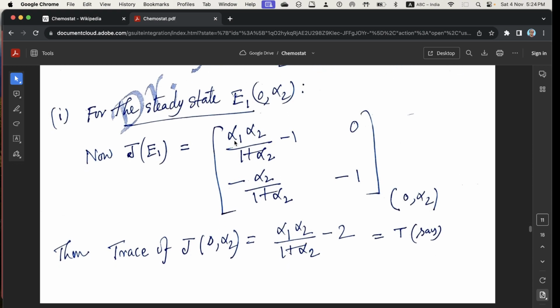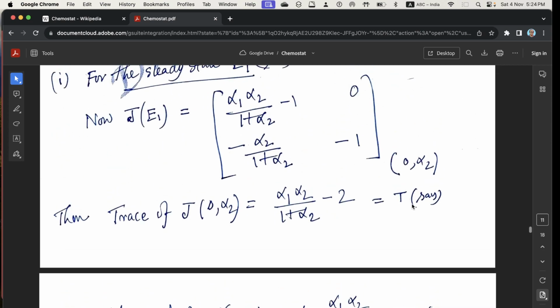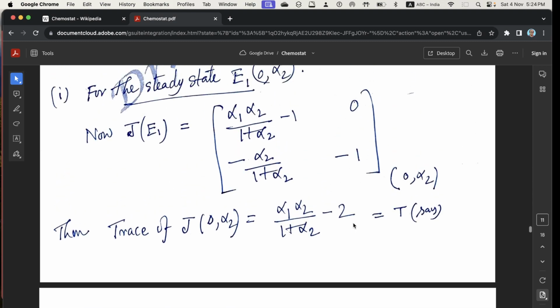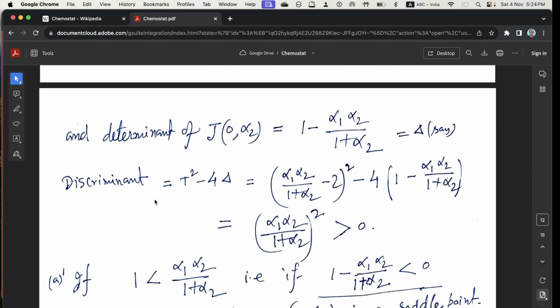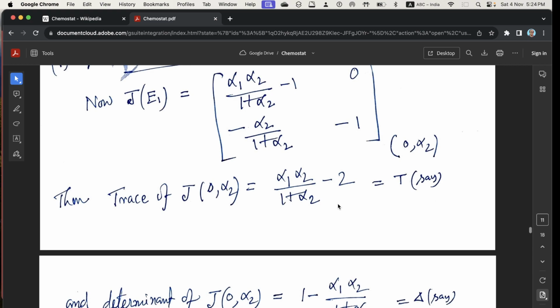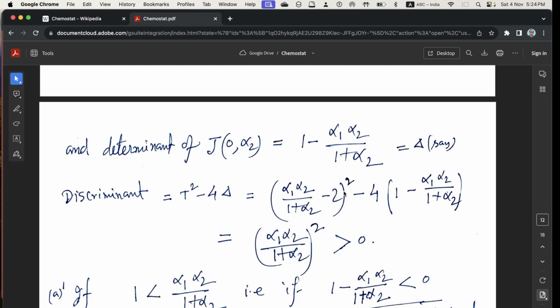And obviously the trace of this matrix is this plus this, so alpha 1 alpha 2 by 1 plus alpha 2 minus 2. This is called T. And the determinant of this J equals this into this minus this into this. So this is equal to 1 minus alpha 1 alpha 2 by 1 plus alpha 2. This is delta. The discriminant is T square minus 4 delta. So T square means alpha 1 alpha 2 by 1 plus alpha 2 minus 2 whole square, minus 4 into delta. And after simplification, we get this whole square, obviously a positive quantity.